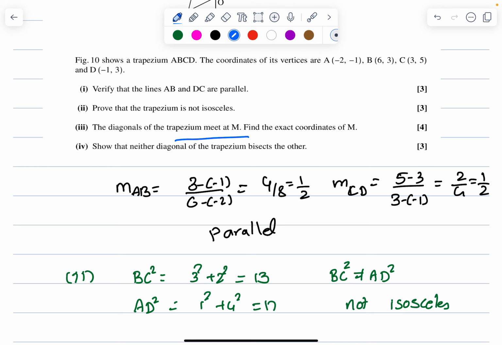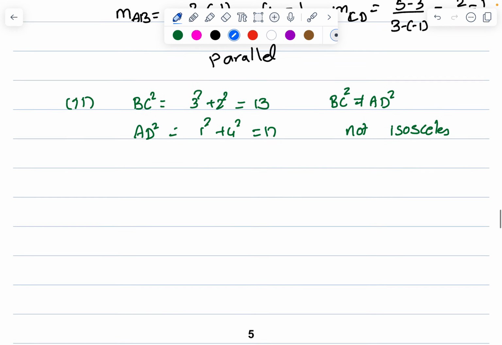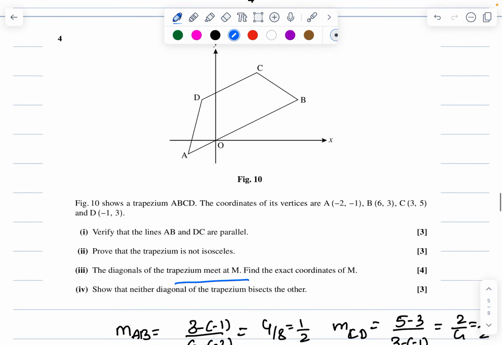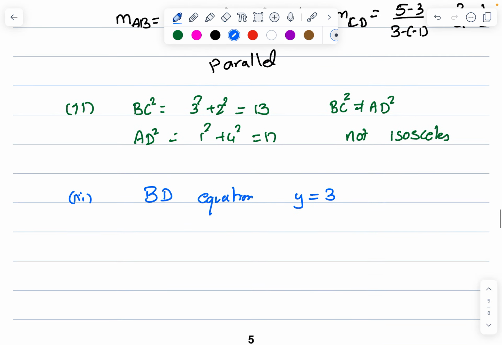Next, the diagonals of the trapezium meet at M. Find the exact coordinates of M. So, the equation of BD: the equation of BD is going to be y equals 3. Now I'll be finding the equation of AC.